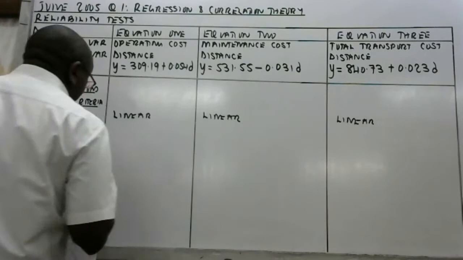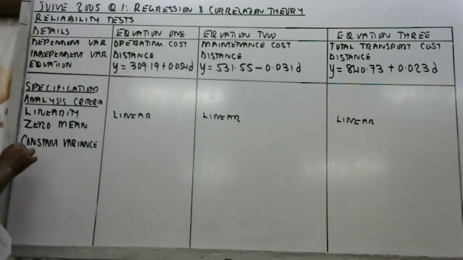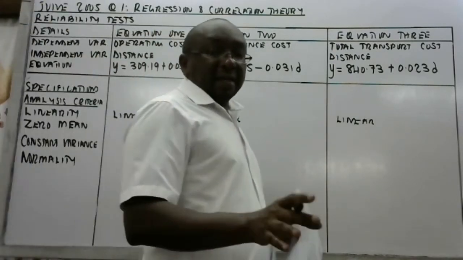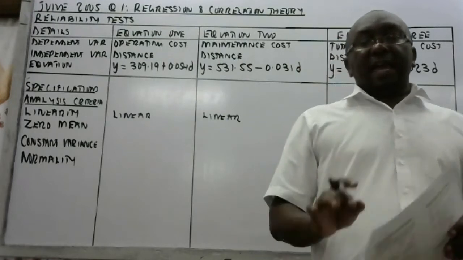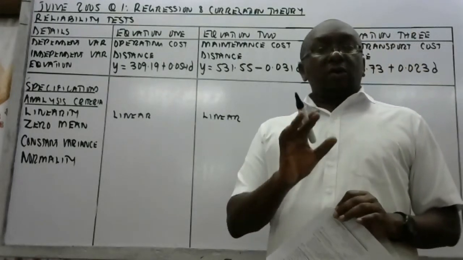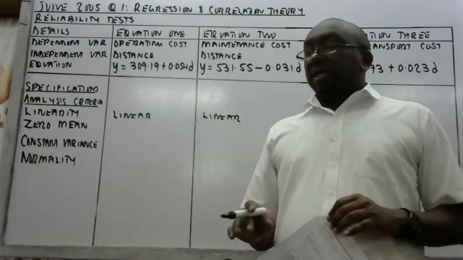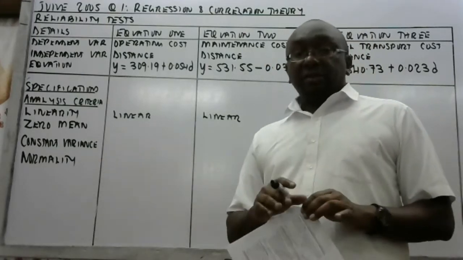The next one is normality. Normality is also in regard to the errors. And the question at hand has not given us the column for the errors. So we cannot again comment on that.